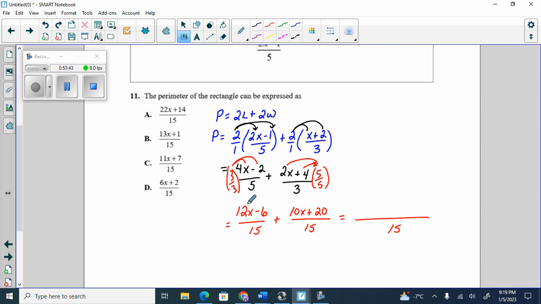So we get 12x plus 10x is 22x. And because it's a plus sign, we don't have to distribute. If this was a minus, it would have to go to both. But because it's a plus, we don't have to distribute it through. So 12x plus 10x is 22x. Minus 6 plus 20 is plus 14. So it's A.